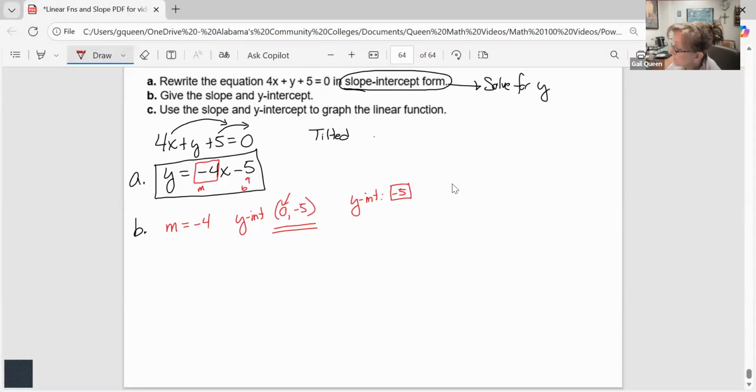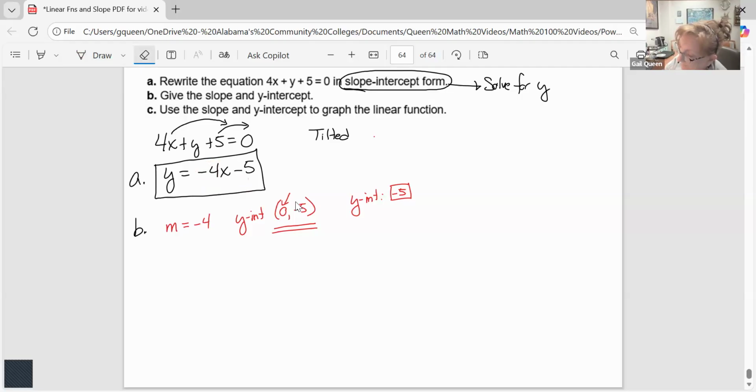Make sure you read and follow directions, because if you type the number negative 5 and they wanted an ordered pair, they're not going to give you credit. They're going to ding it. Okay, so just make sure you're paying attention. All right, so that's the answer to part B. Now, part C, use the slope and the y-intercept to graph the line.